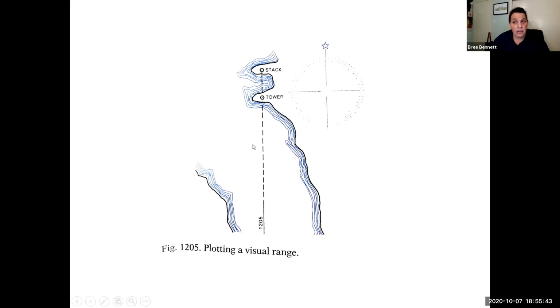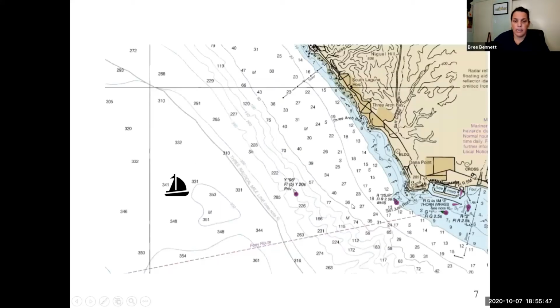So maybe, I don't know if you guys have sailed over there, you might have seen them. But this is another example of a visual range. We're cruising somewhere off the coast of Dana Point and we see two buoys in line. We could connect those buoys and I could say, I am somewhere along this line. I have at least one LOP.